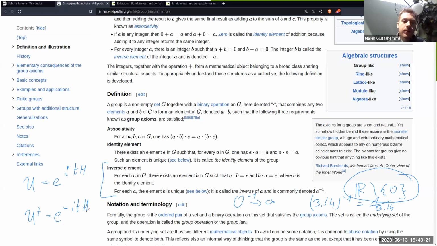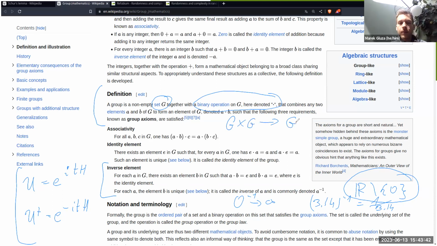As a homework, I would suggest that you consider this abstract group definition and write out what is the set for the unitary group. And then write out what is the binary operation. Binary operation means you take the set twice and you get a new element from the set.